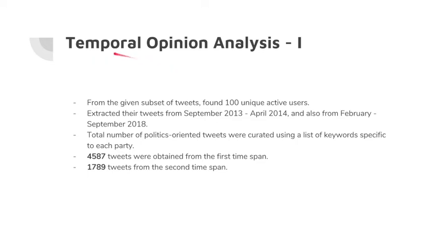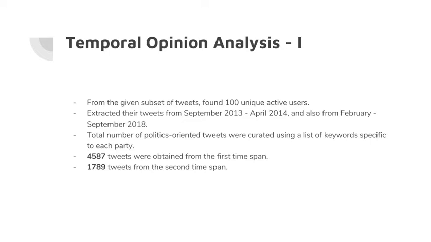So first, in our temporal opinion analysis, from the given subset of tweets we found 100 unique active users. Then we extracted the tweets from September 2013 to April 2014, and also from February to September 2018. That is now. From there, we found out which tweets are politically oriented, because we had a curated list of keywords that showed election-related tweets. We used that to find out which of these are election-related and which are not, and we only took the ones that are related to politics.